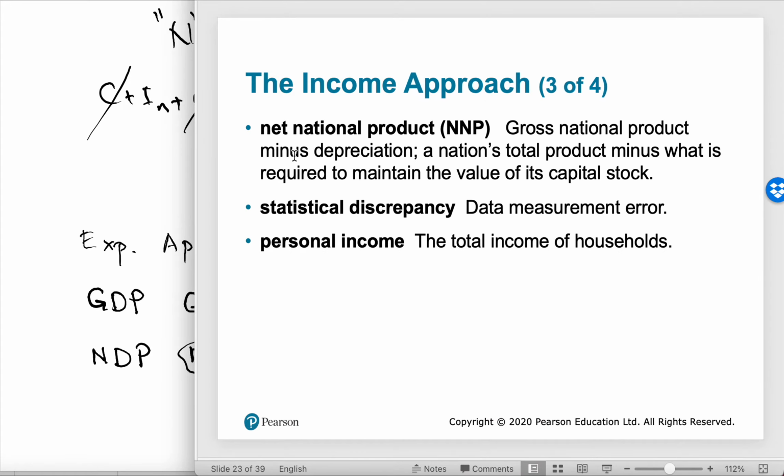So here we have net national product, NNP, gross national product minus the depreciation, a nation's total product minus what is required to maintain value of the capital stock. And statistical discrepancy, as I told you, and the personal income. So the personal income is the total income which belongs to the households before the tax has been deducted, by the way, before the tax has been deducted.